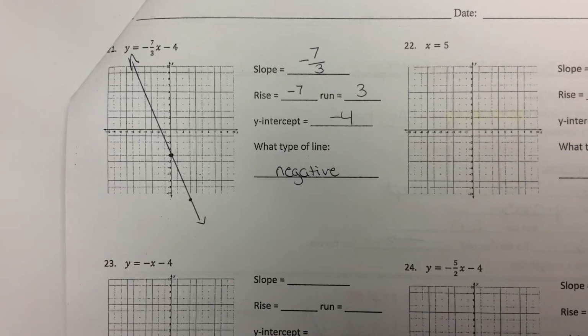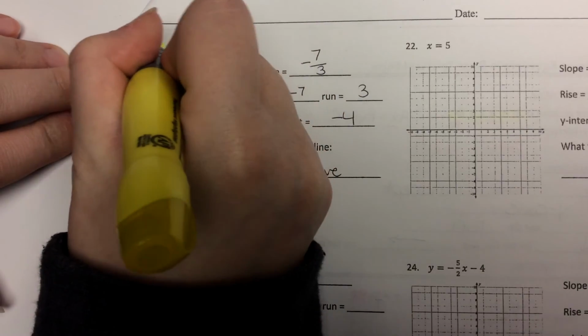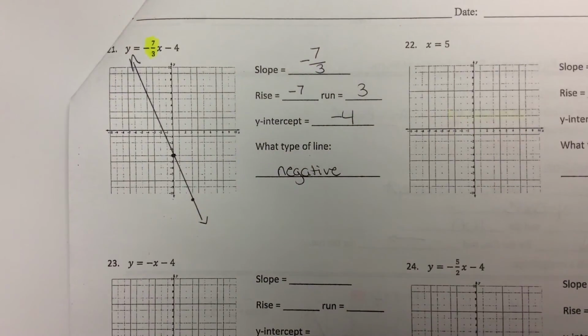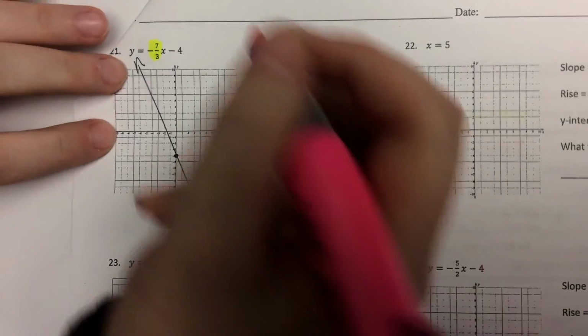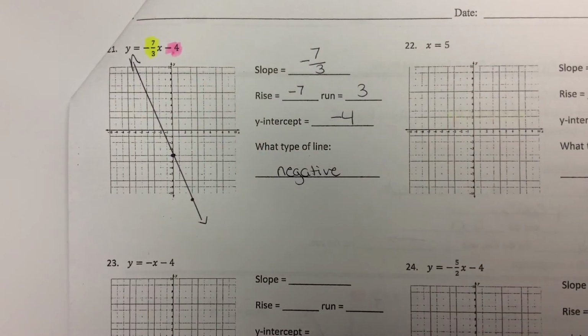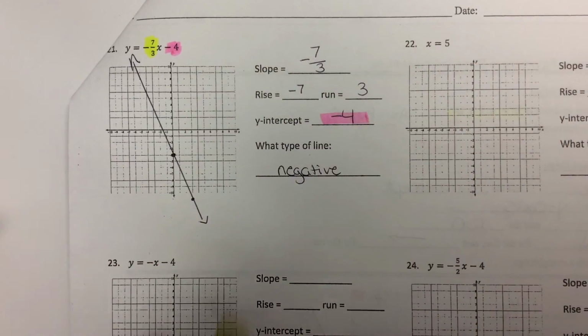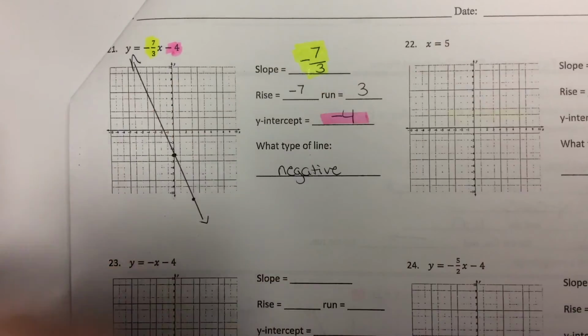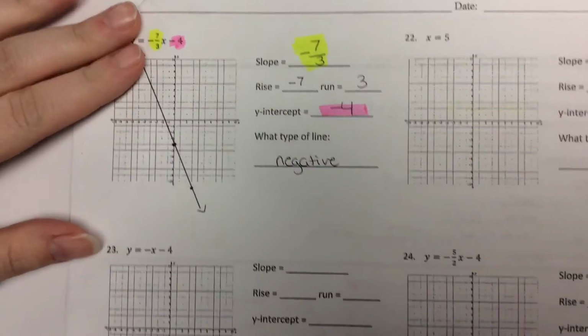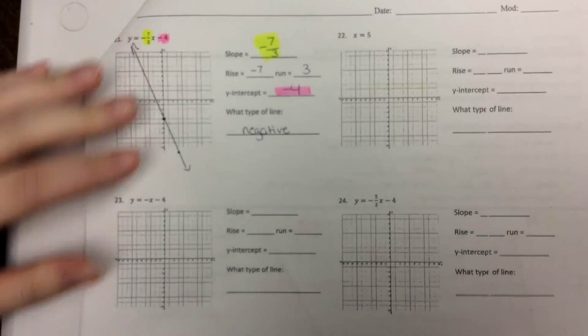Okay, so just to review once again, y equals mx plus b. The number that's attached to x here is going to be your slope, and the constant out here by itself, -4, is going to be our y-intercept. Okay, 22, 23, and 24. I'm going to leave those up for you to practice. So don't forget to do those.